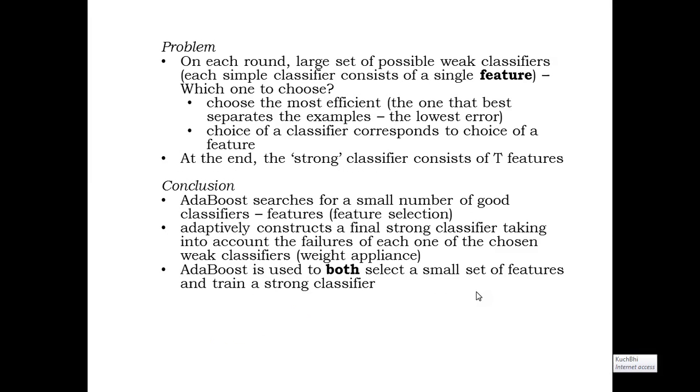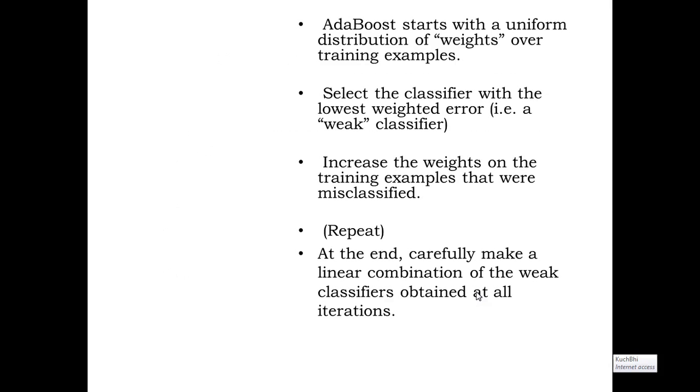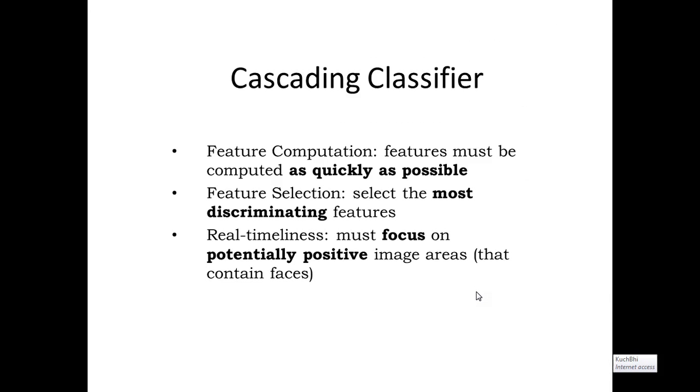Which one to choose? We have to choose the most efficient, the one that best separates the examples, with the lowest error. Choice of a classifier corresponds to choice of a feature. In the end, it chooses a T-feature strong classifier. So it is used to select both a small set of features and train the strong classifier. This is how it works. It starts with a uniform distribution of weights, then it selects the classifier with the lowest error, and it keeps on increasing the weights on the misclassified training examples. Then at the end, it takes a linear combination of the weak classifiers obtained at all iterations, and it forms a strong classifier. And the third and final stage is the cascading classifier.